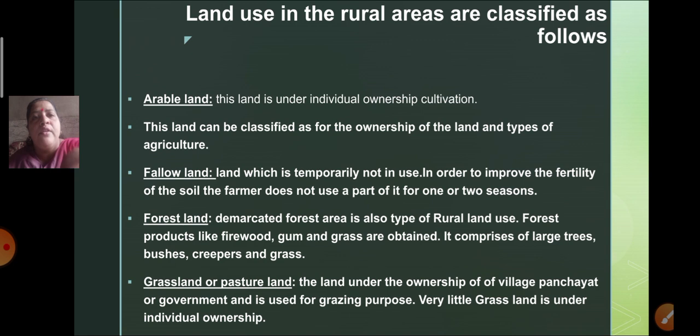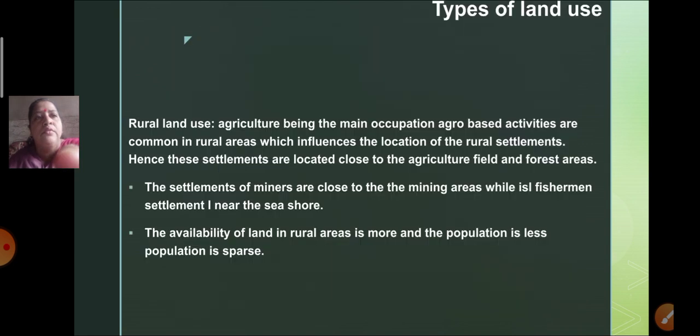Then we have learned about the types of land use. In the types of land use we have learned about rural land use. So children, that's all for today. The remaining part of the lesson we'll do in the next lecture. Till then, thank you children.